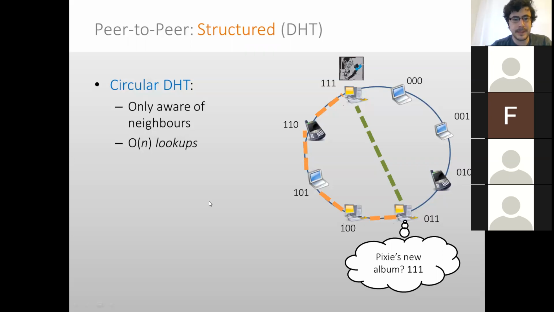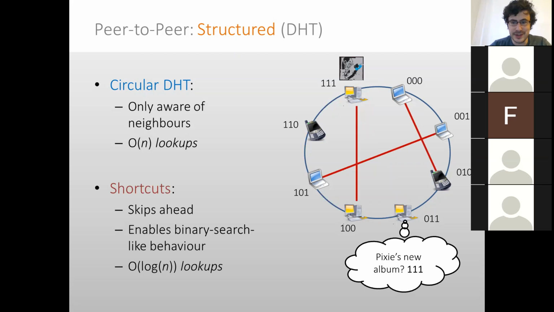Okay, this is a circular DHT, but this doesn't enable the kind of tree that we saw. So what we implement on top of that are shortcuts, which are essentially ways to skip ahead in the circle. If we're here and looking for Pixie's new album, we contact the neighbor, and rather than going all the way around the circle, it can directly contact the node with Pixie's new album, get the data, and then establish the connection. So these shortcuts enable the tree that we saw.